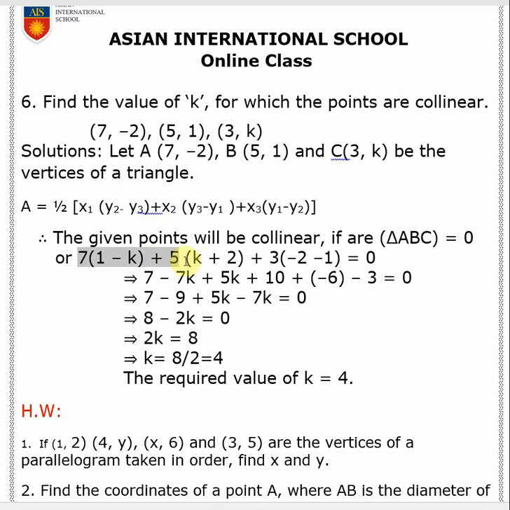That is exactly done in this line. You can see we have made it 0 here, and we have put all the x1, y1, x2, y2 and x3, y3 over here and done this calculation. We have got a relation of k. So 2k equals 8, or k equals 4, we have got.